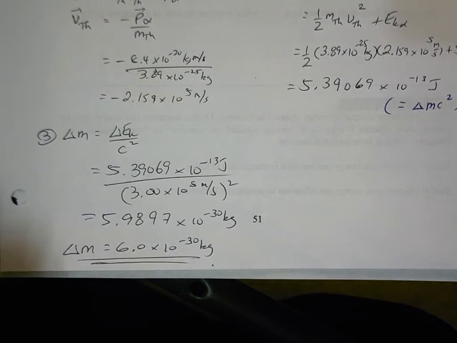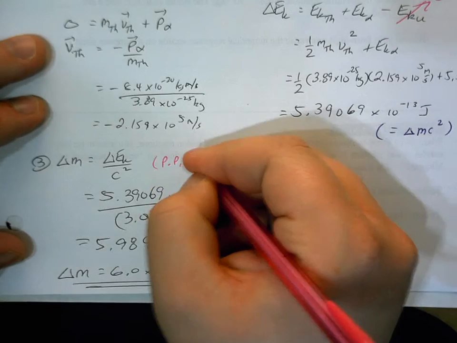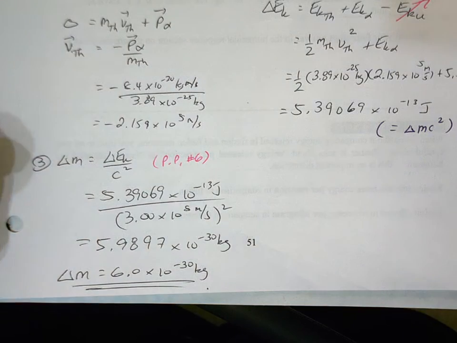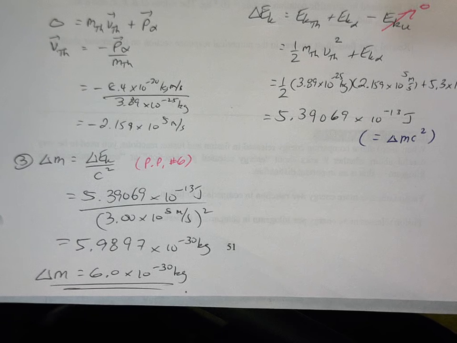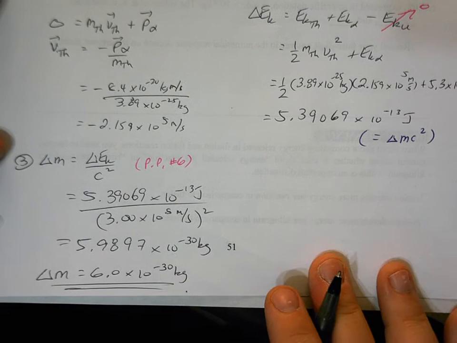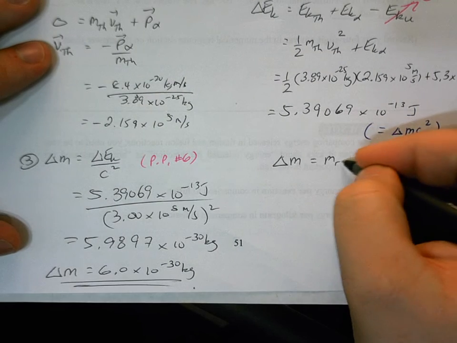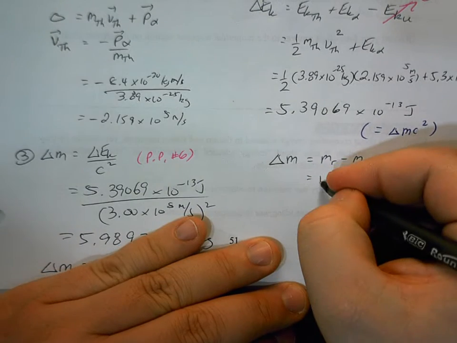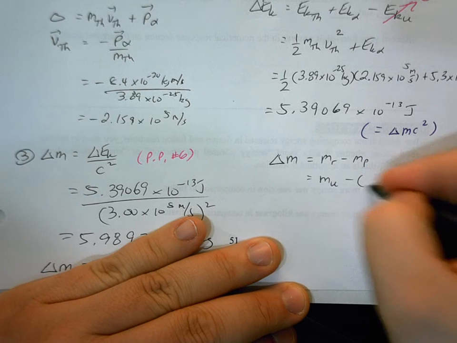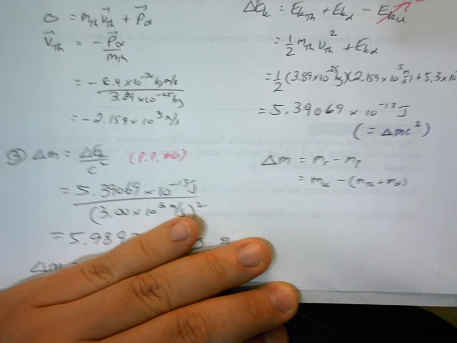And also I should add, because we use this equation here, E equals mc squared, this is physics principle number 6, because this is the mass energy equivalence. The last thing is we've been asked to find the uranium-238 nucleus's mass. Well, let's look at our definition of mass defect. The mass defect is going to be the mass of the reactants minus the mass of the products. Well, in this case, our reactant is uranium. Our products are going to be thorium and the alpha particle.